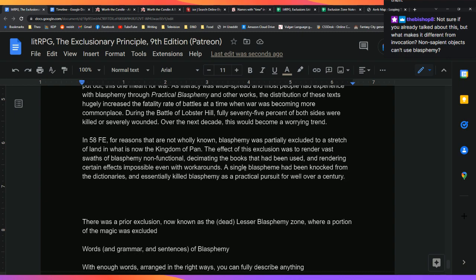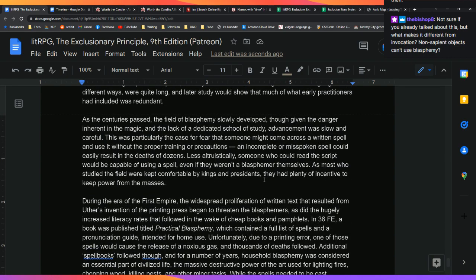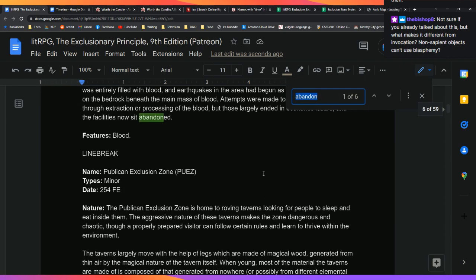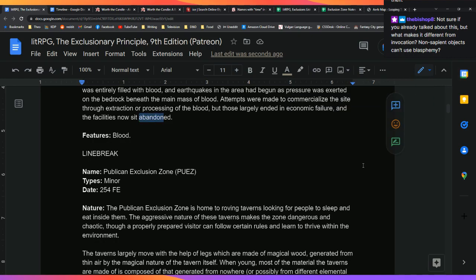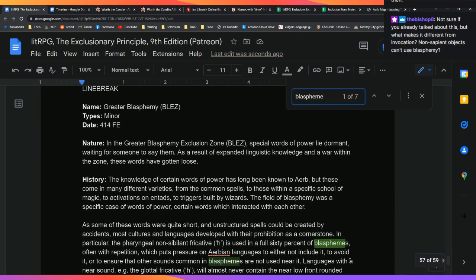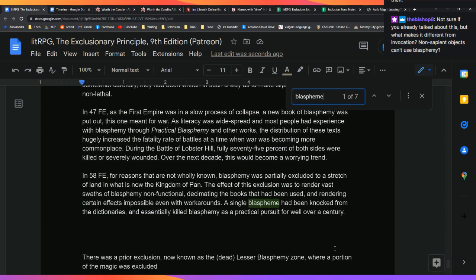What makes it different from invocation? Invocation is specific. Invocation is about the word. Blasphemy is about the structuring of things, like the structuring of these individual syllables to make concrete things. Maybe I need to go reread invocation. You know what? I'll do that later. But blaspheme is also really good to search for. I'll reread invocation later and make sure that there's not that much overlap.